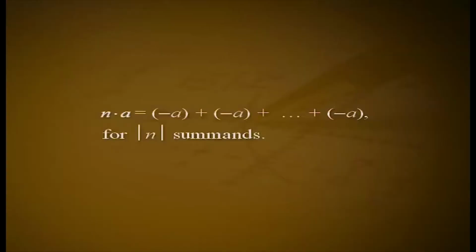If n is less than 0, we let n·a equal (−a) + (−a) + … + (−a) for all n summands. We define 0·a equal to 0, with 0 belonging to R on the left side of the equation and 0 belonging to R on the right side. Actually, the equation 0·a = 0 holds also for 0 belonging to R on both sides.